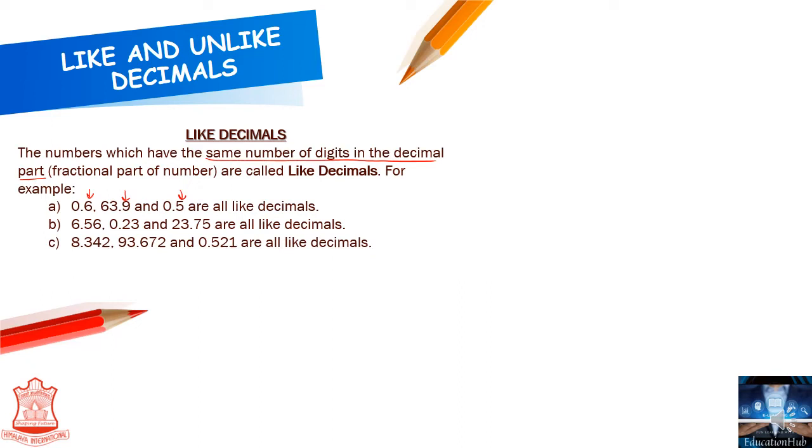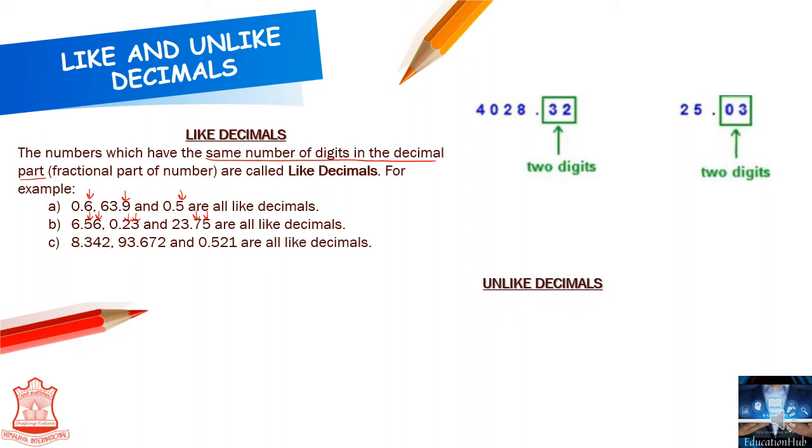Let's take part B. 6.56, 0.23, 23.75. So we have two places after the decimal. So in all of them we have two places. That is why these are called like decimals. Similarly, part C. After the decimal, in all of them we have three places. That is why these are like decimals. As you can see on the screen also, 4028.32, 25.03. How many places are there after the decimal? Two places in both. That is why these are like decimals.